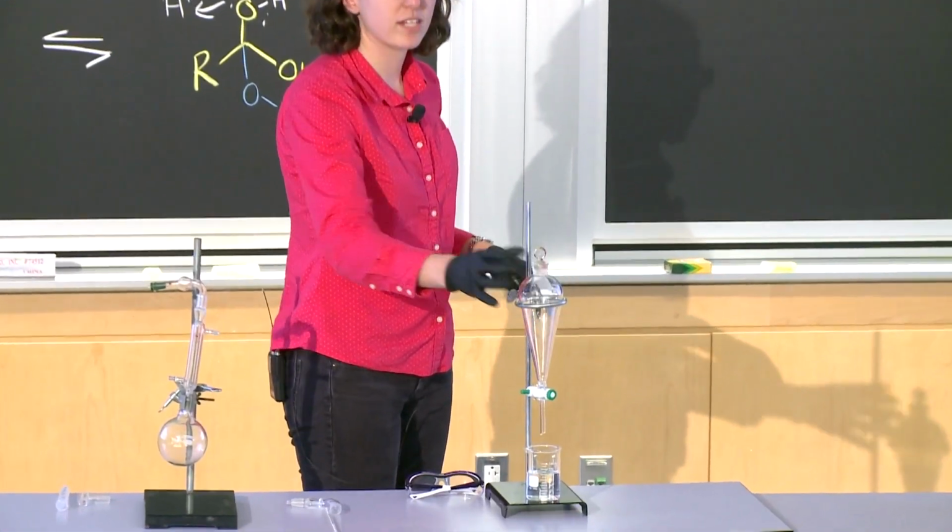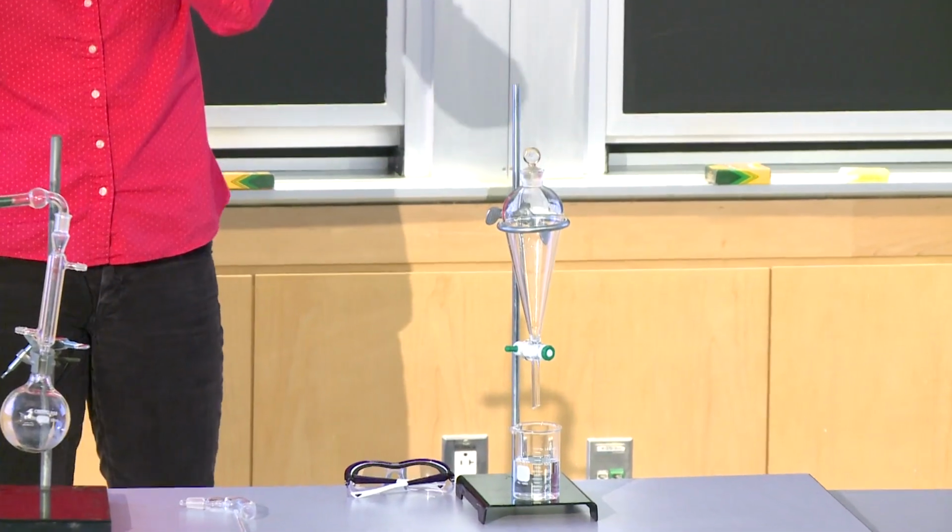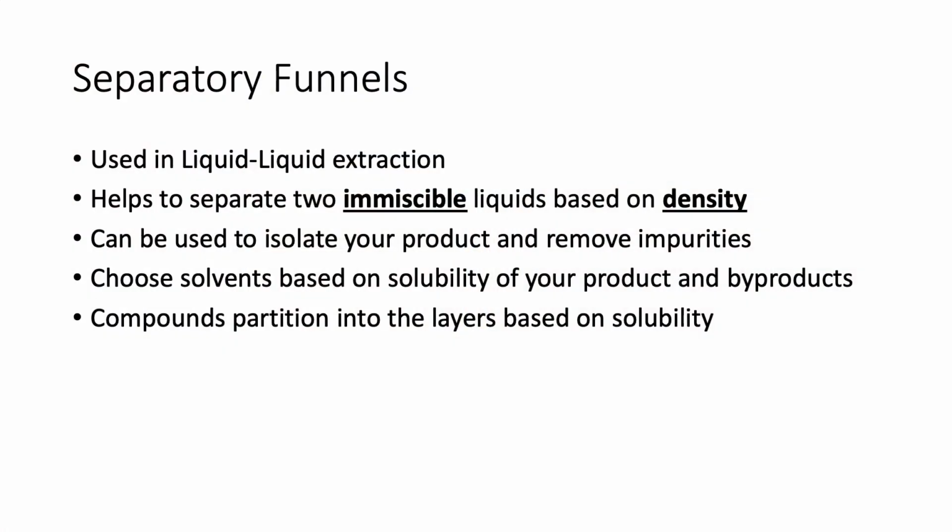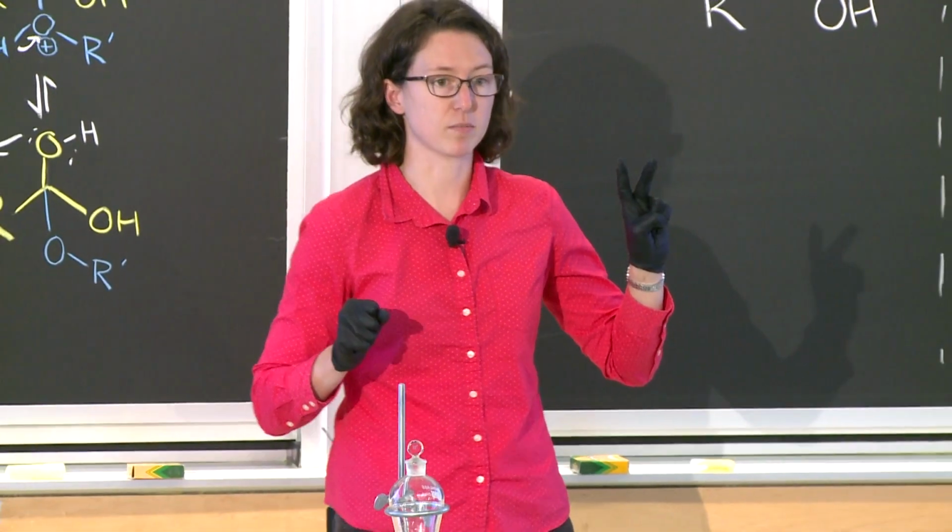And we do a liquid-liquid extraction, which means that we're going to have one liquid, and then we're going to add a different liquid to it. So we have two liquid phases, and we're going to partition the different compounds between those two liquid phases. And the only way this works is that we have to have two immiscible liquids that have different densities. So what does it mean for something to be immiscible?